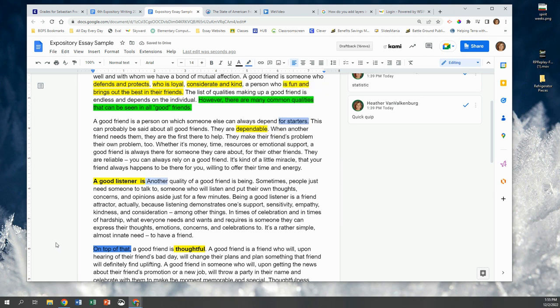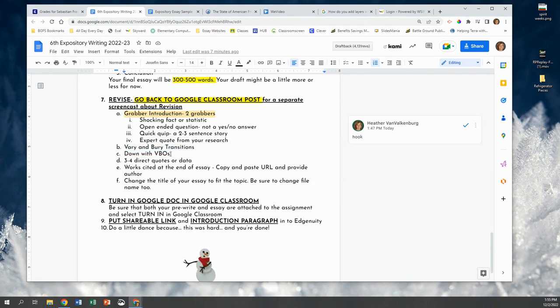Okay, so that's what it means to bury your transition. And I don't need you to do it for all of them. Feel free to, but I want you to bury at least one of your transitions. So jot that down, at least one, or pause this video right now, go back to your draft and make that change. Okay, let's go back to our instructions.